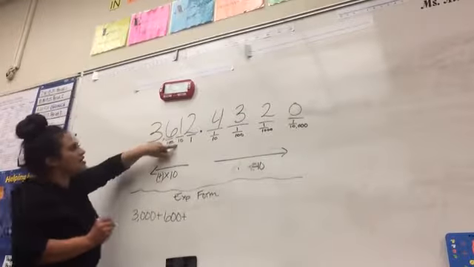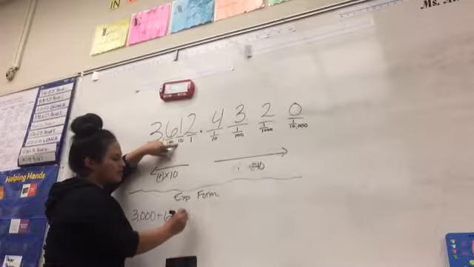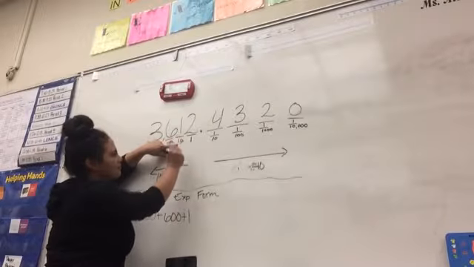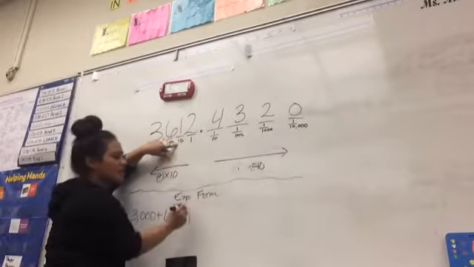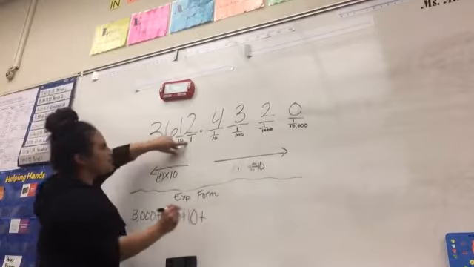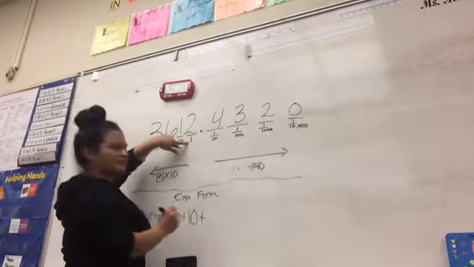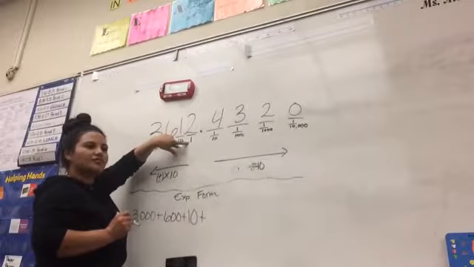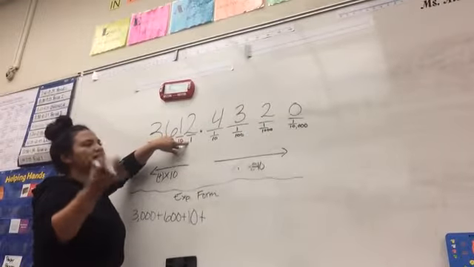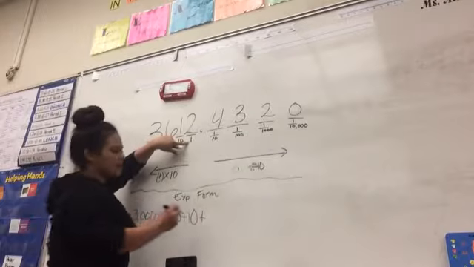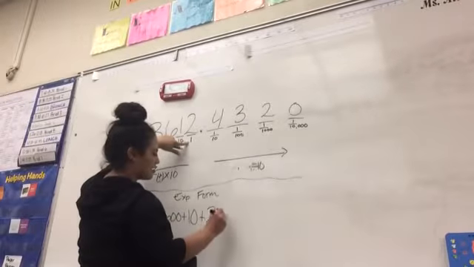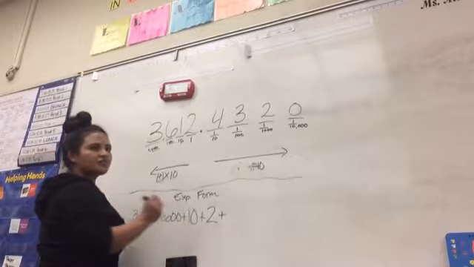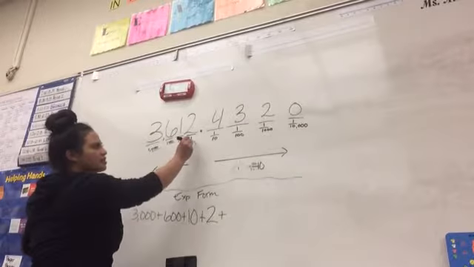Okay. How many tens do I have? 1. How many zeros do I need? 1. How many ones do I have? 2. I was looking at the bottom. Do I need any zeros after the 2? No, because there's no zeros here, okay?